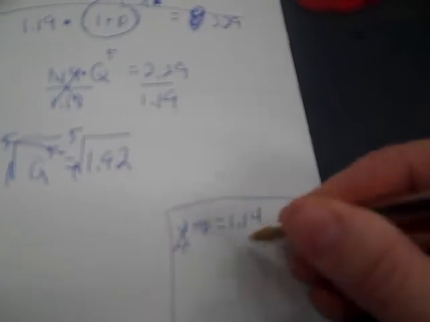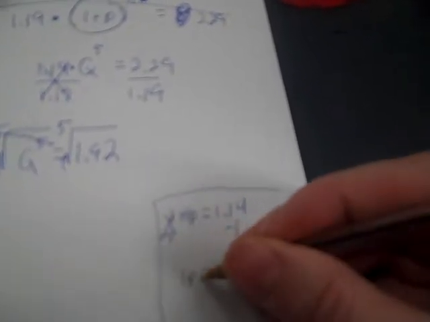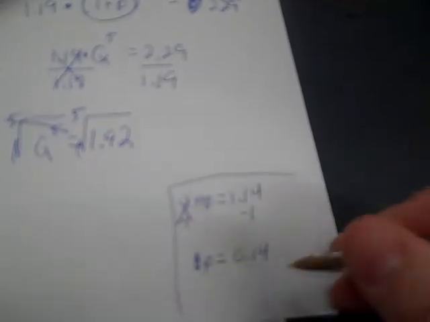Okay, now all you have to do is subtract 1, and P equals 0.14. Now you don't have to divide by the 1. 0.14 is your percent. It's 14%. Okay, that's that one. Now composite functions, we had problems on that one too.